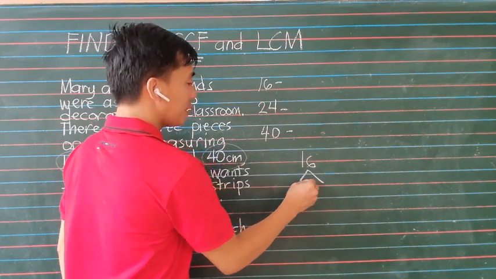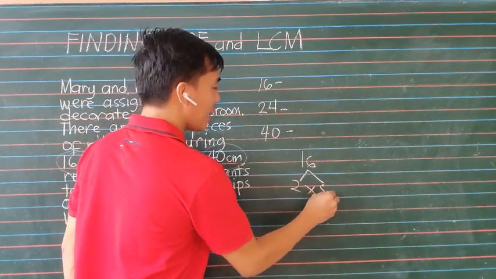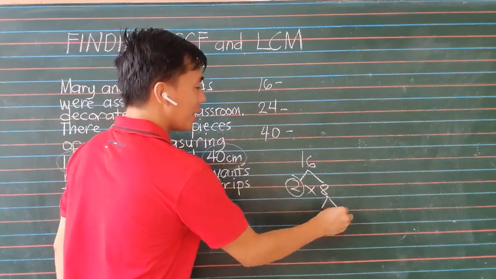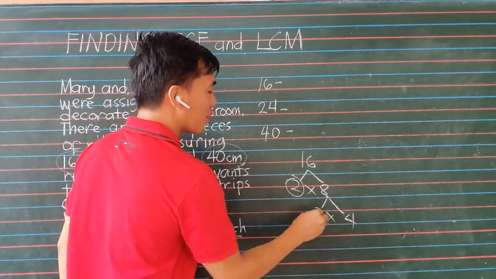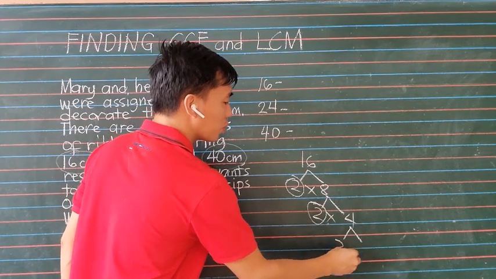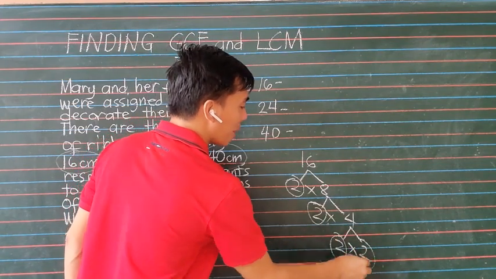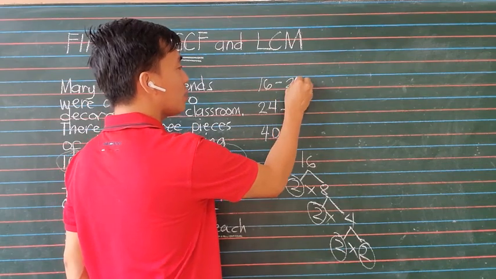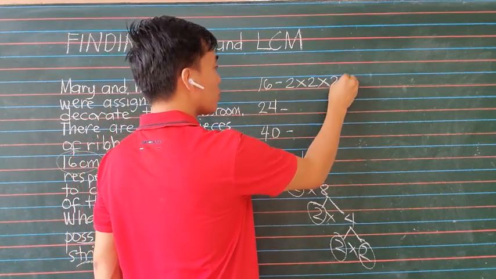16 is equal to 2 times 8. 2 is a prime. 8 is 2 times 4. 2 is a prime. 4 is equal to 2 times 2. So the prime factorization of 16 is 2 times 2 times 2 times 2.